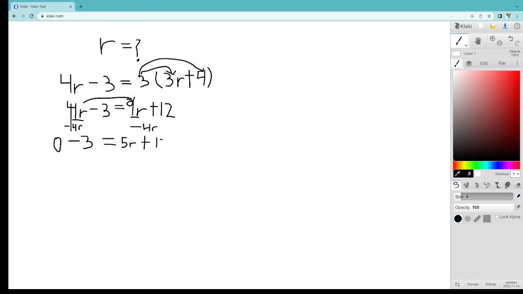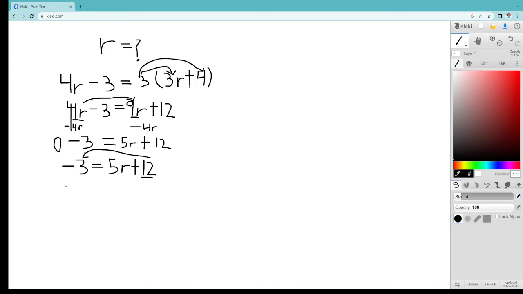Which, in other words, is the same thing as negative 3 equals 5r plus 12. So now we're at this step, which means we're almost done. Now we've put our r term on one side. Now I want to move my 12 from this side to this side. I know some of you mathematicians like to always have your variable on the left side and your numbers on the right side, but this is how I like to do it. In the end, we'll get the same thing.